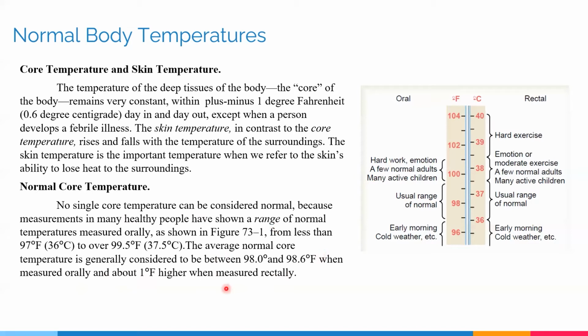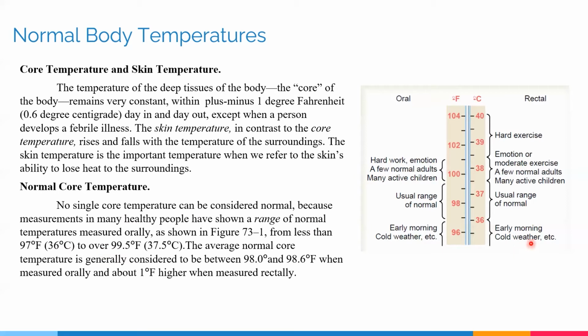If we look carefully, 98 degrees Fahrenheit and 98.6 degrees Fahrenheit are the values that we most commonly associate when taking a temperature. When a patient is suffering from fever, if the temperature rises to say 100 degrees Fahrenheit or higher, then we say that the person has a fever. And that is because obviously the range of normal temperature should be from 97 to 99.5 degrees Fahrenheit.